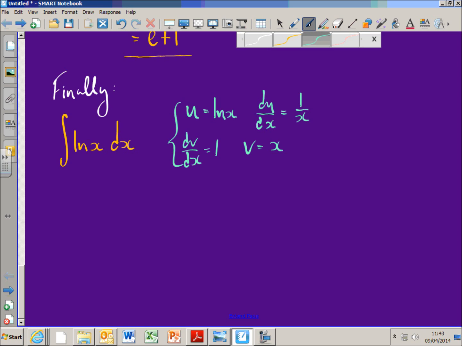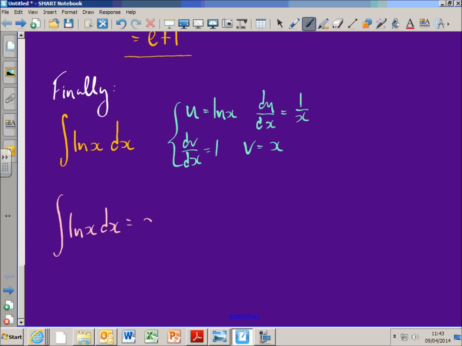So, let's see what we get. If I want to integrate ln x, it's going to be u times v, so x ln x, minus the integration of v du dx. Well, what's x times 1 over x? 1. So I get that. And what's the integration of 1? It's x. So you got that place in the... Yes, so now it is in the formula book, yeah. Okay, but there you go. That's how you integrate ln x.